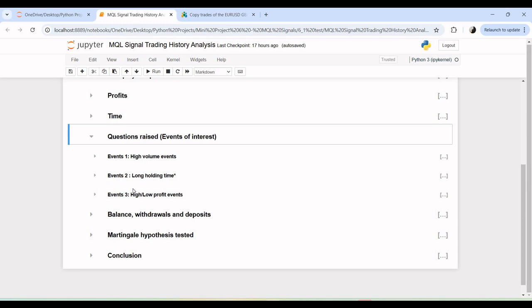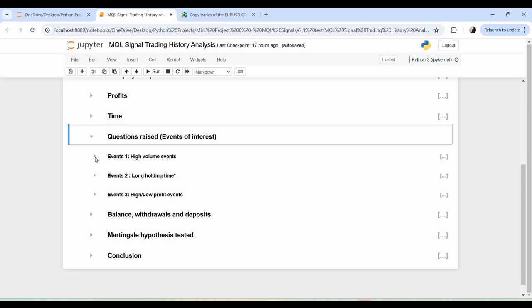What's going on with the excessive long holding period? I mean, to go from a couple of hours to something like 68 days. That's unusual. And what happens in the cases of unusually high and unusually low profits?